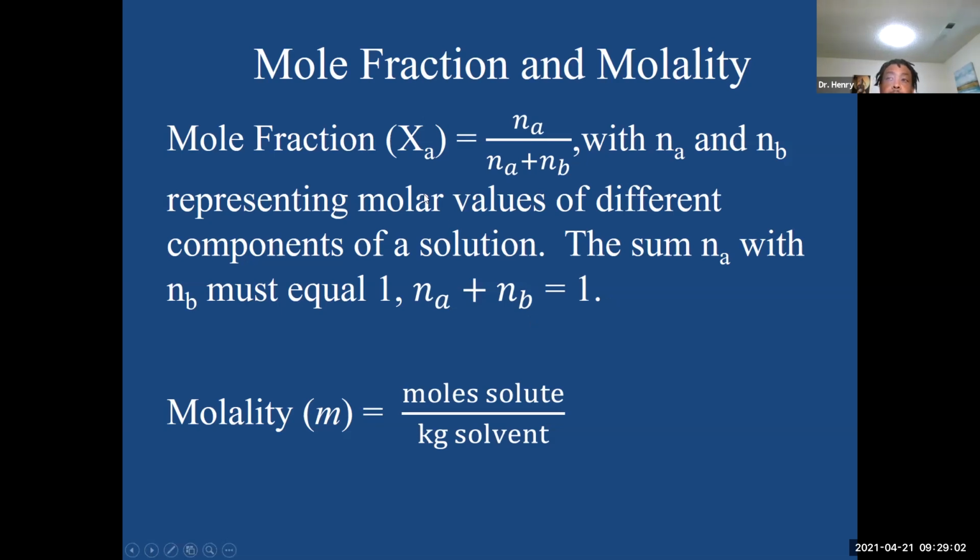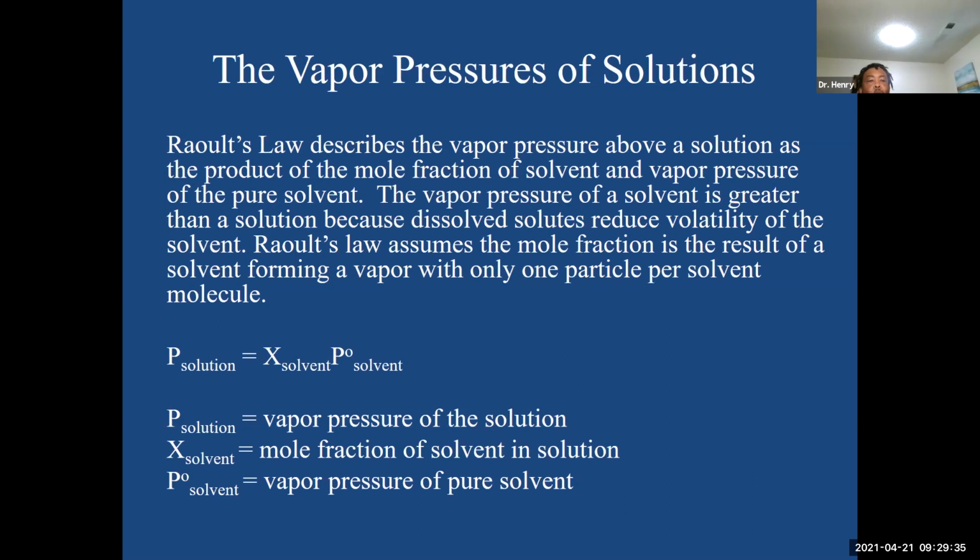So the mole fractions, and this should actually say X, XA plus XB should equal one, instead of N. Molality is moles of solute divided by kilograms of solvent.